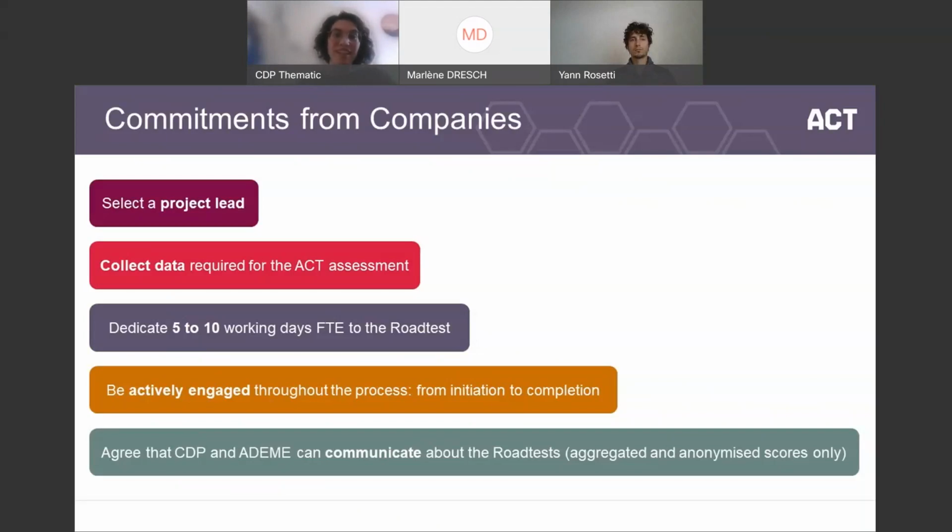We'll ask that the project lead is actively engaged throughout the process, just to attend meetings and reply to emails and make sure that we only have 6 months to complete that, and the assessments themselves take a lot less time than that. So we just want to make sure that we're able to complete it in the allocated time. And finally, we just ask that you agree that CDP and them can communicate about the road test. So that would be, for example, to mention that your company is part of it.